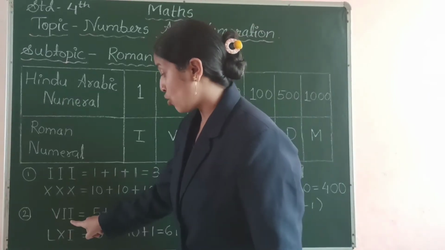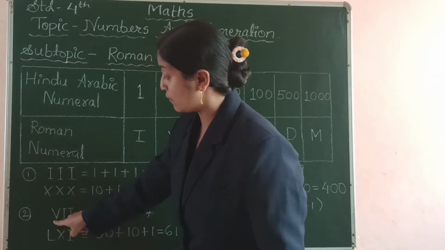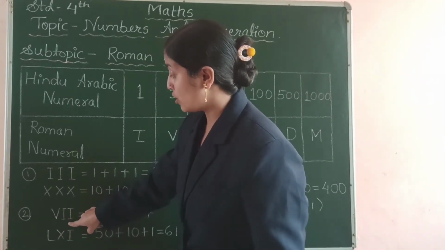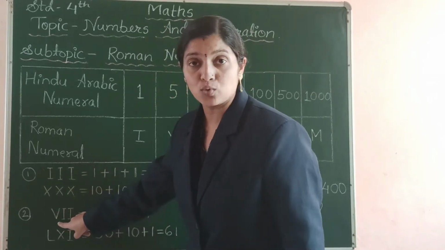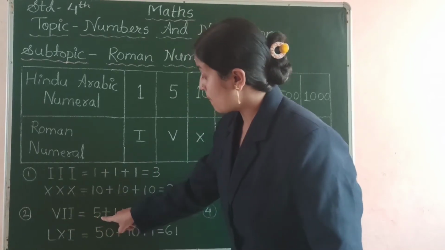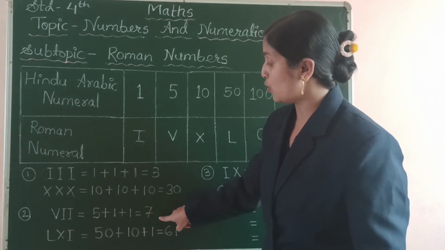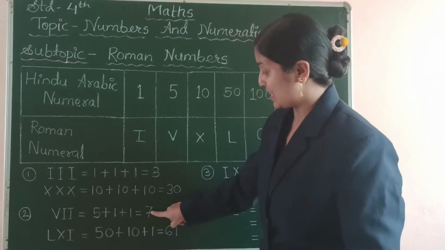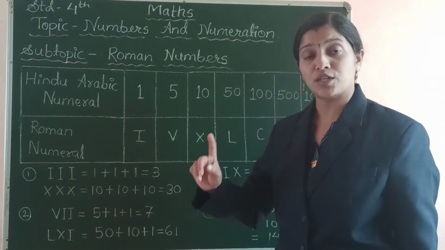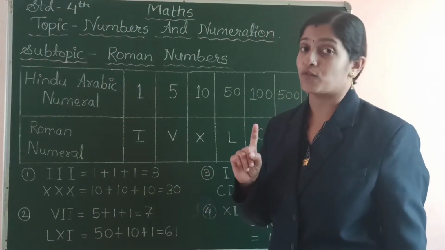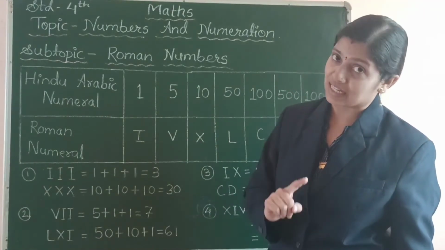So when a Roman number of smaller value is written to the right side of a Roman number of greater value, then we have to add this number of smaller value to the greater value, that is, these two I have to be added to V. V is 5 plus I, that is 1 for 2 times. So 5 plus 1 is 6, 6 plus 1 is 7. So the number which is having a smaller value, if it is to the right side of the number of a greater value, is added to the number with greater value.